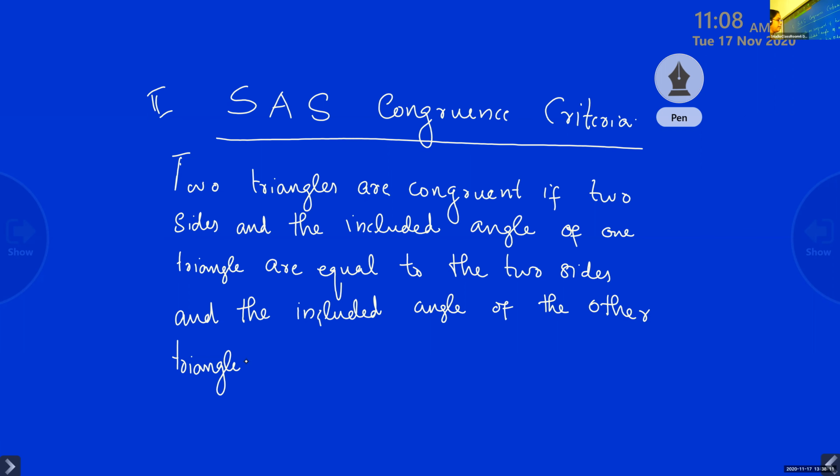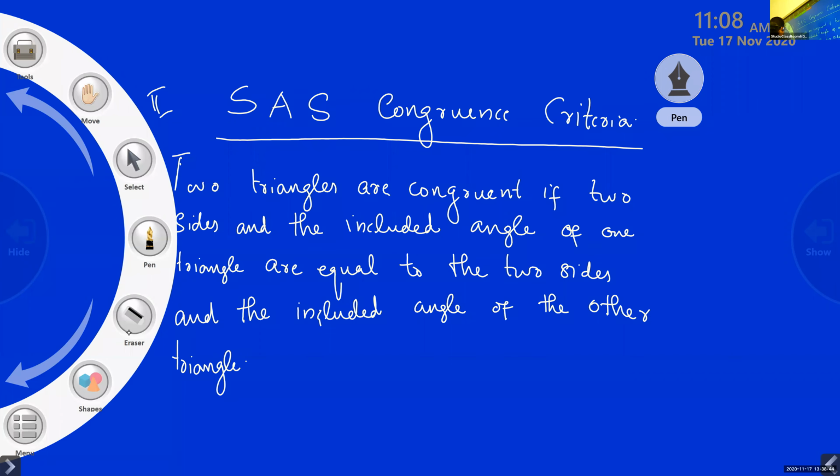Okay, children, shall I erase now? Ma'am, can you show the first congruence again? I rubbed it. SSS congruence rule: three sides of one triangle are equal to the three sides of another triangle. Only that. Okay, let me erase this.